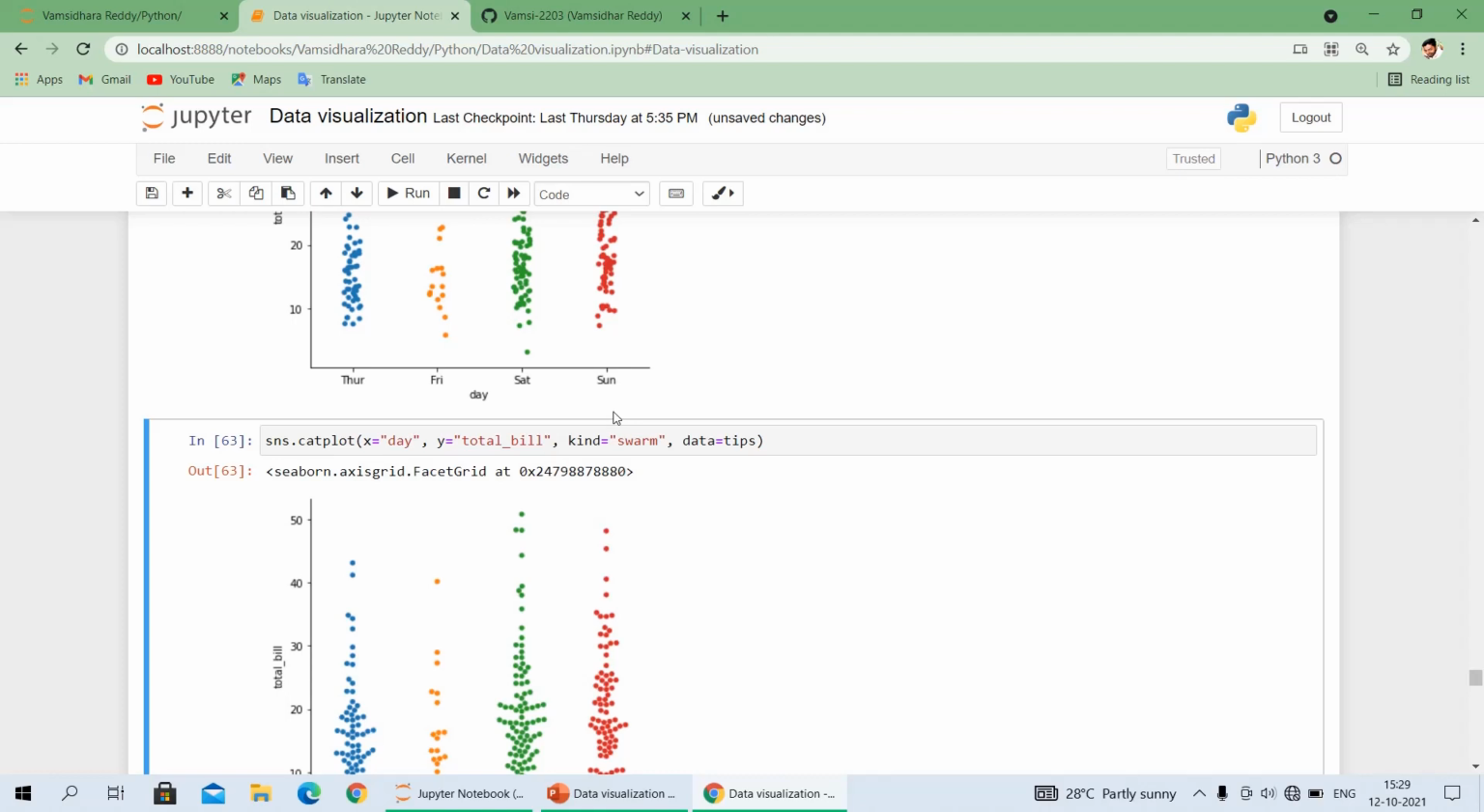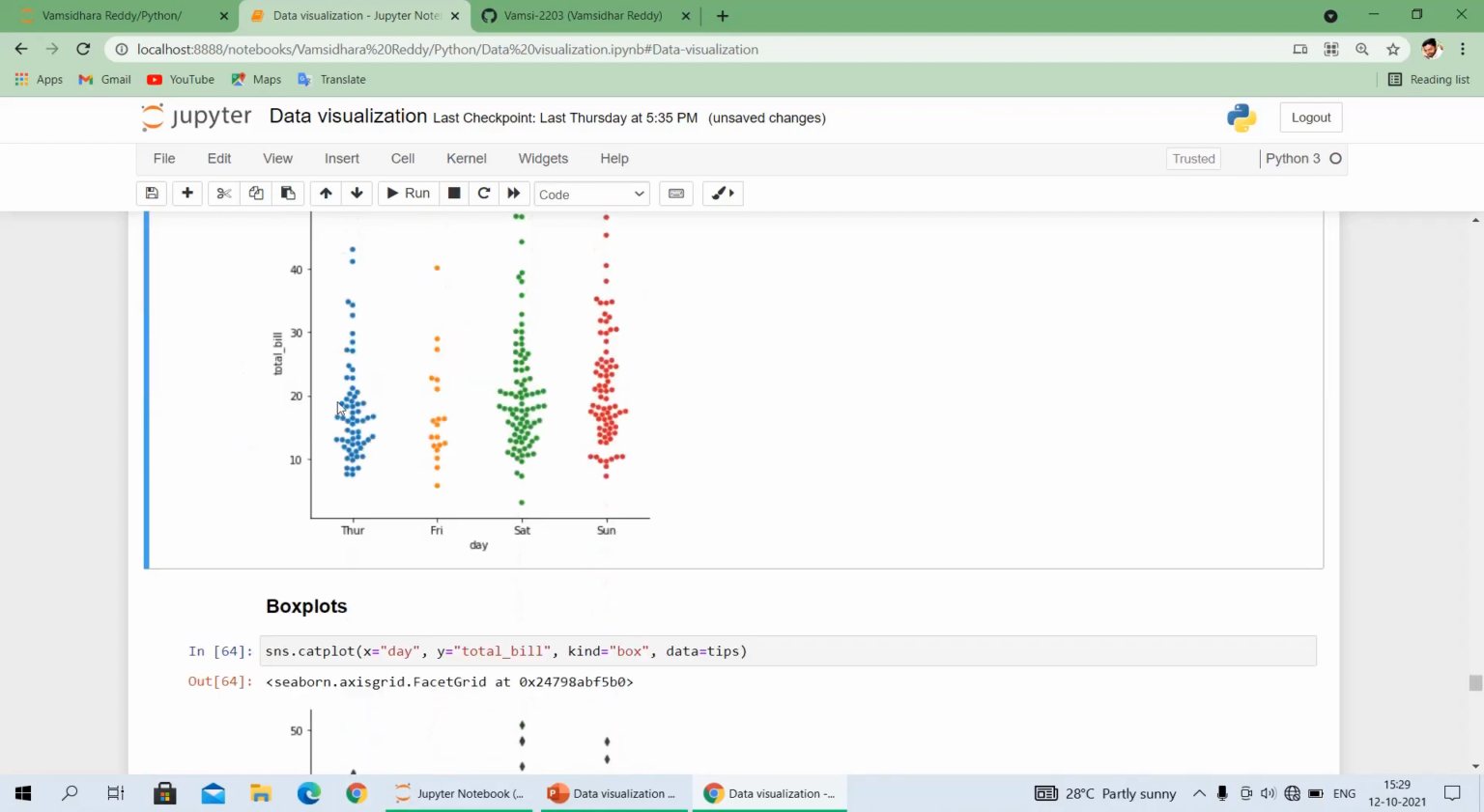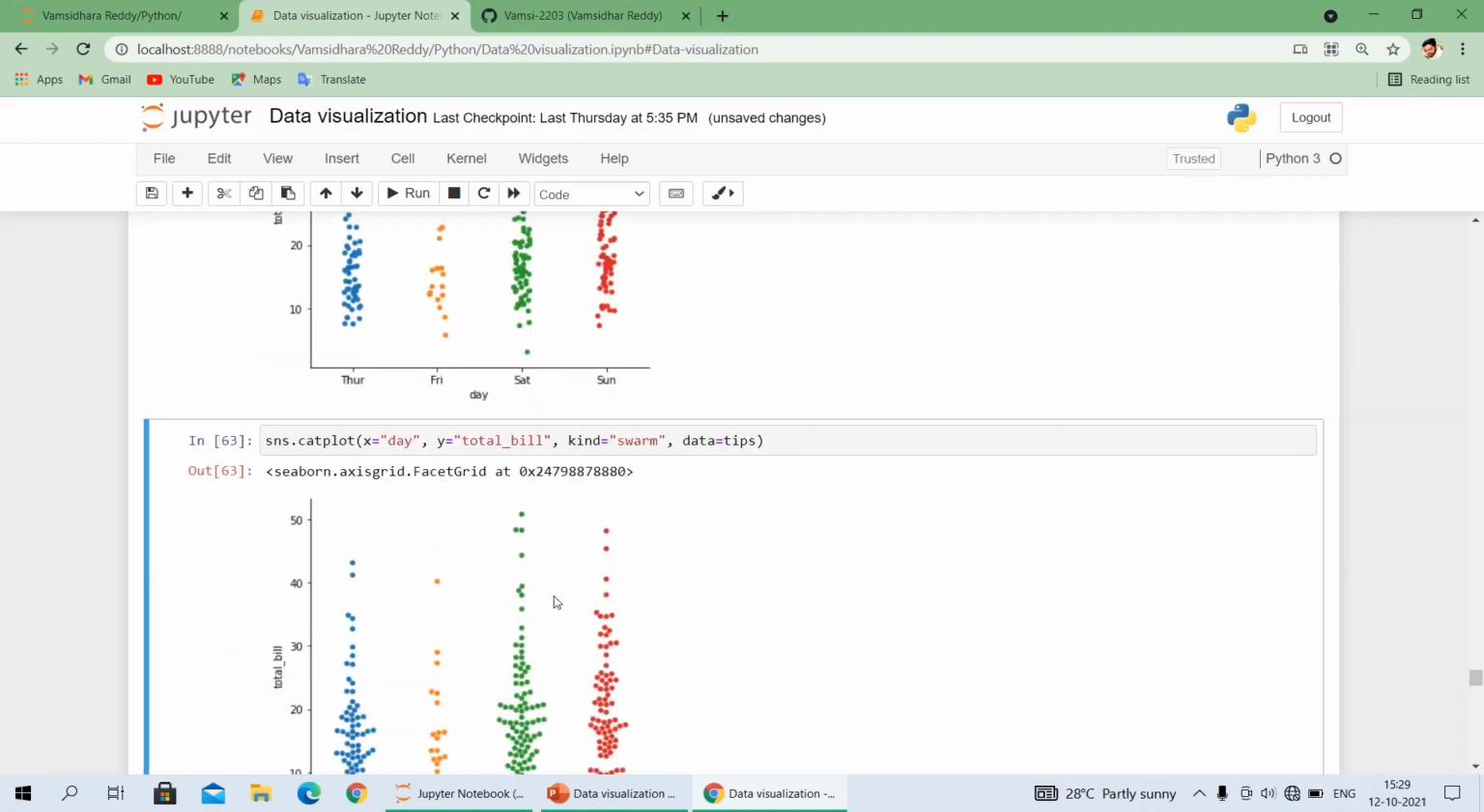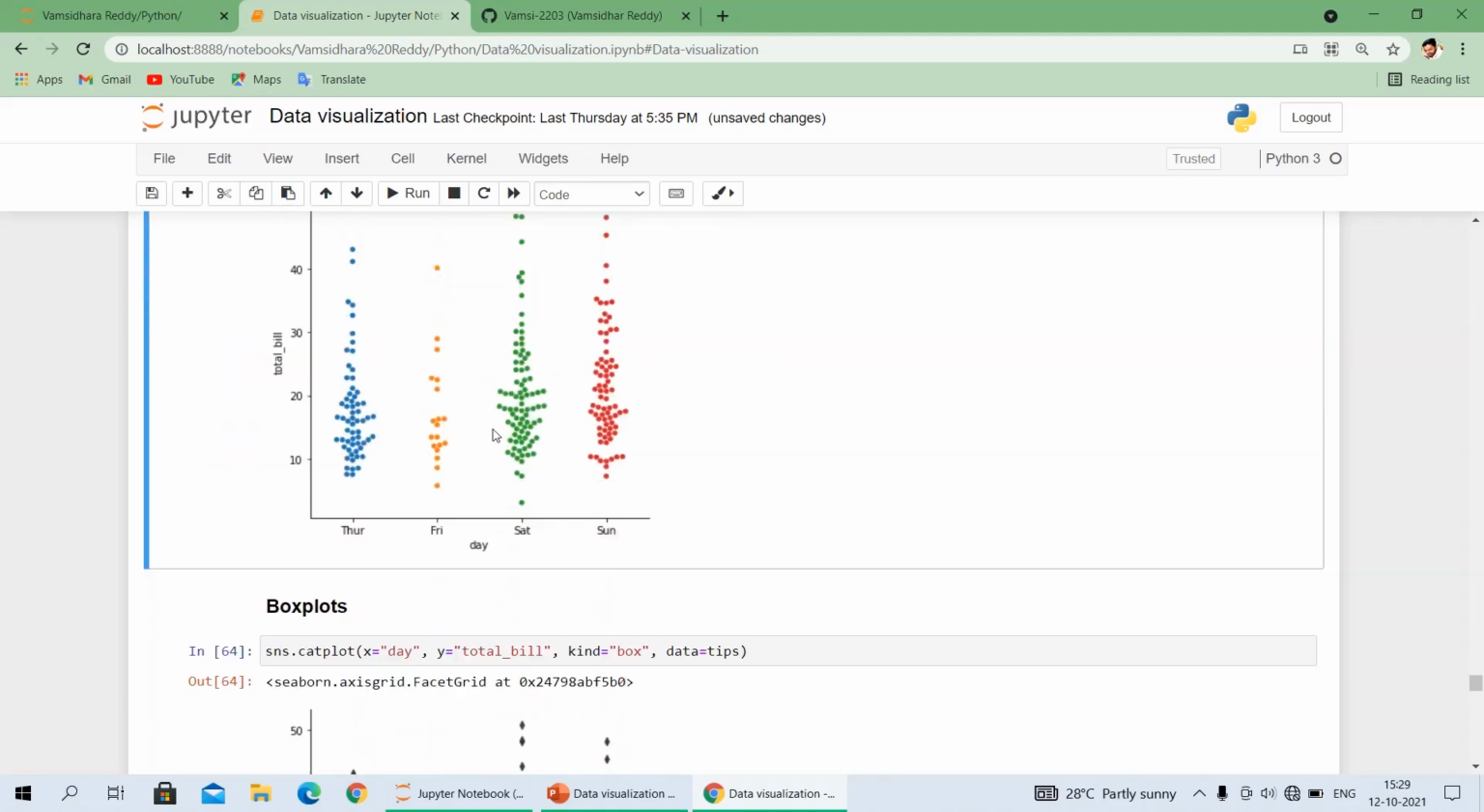Like that. I have said that kind is very important. It denotes which type of graph we are representing. With the same statement, I pass the same x and y variables, where kind equals swarm, and it also looks like a scatter plot. Comparing total bill and day, Saturday is the highest in this graph too. Saturday has the highest total bill in a restaurant.